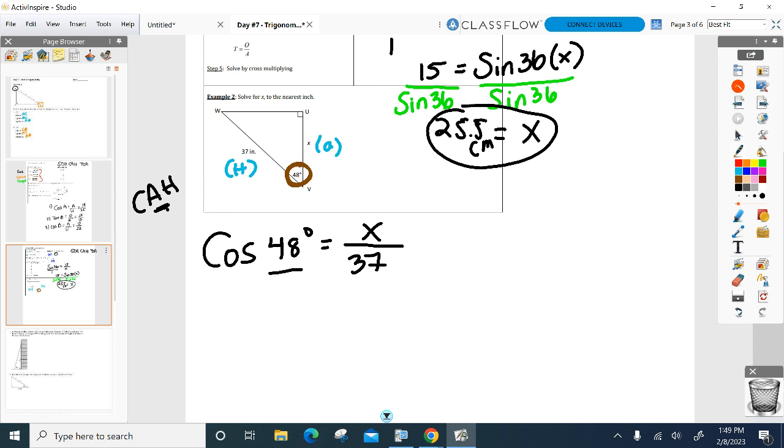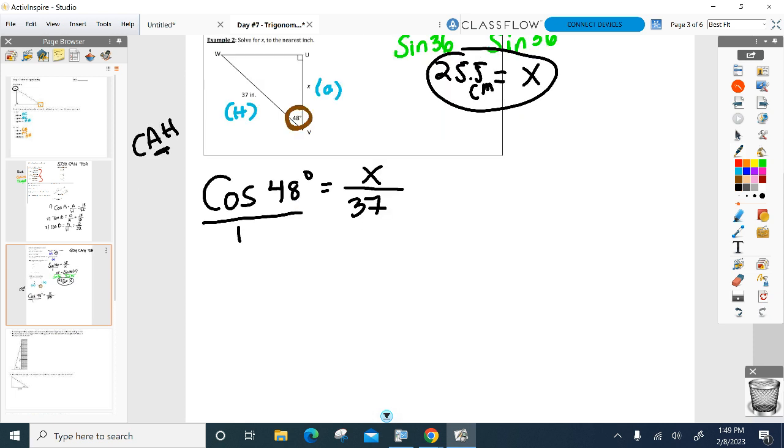Still put it over 1 to solve it. Now you'll notice something different happens here than the last problem. All right, cross multiply your means, and I just get what here with the means? X. And then when I cross multiply with the extremes, I get cosine 48 times 37. Do I need to divide? No. X is by itself. I'm good. I'm going right to my calculator now.